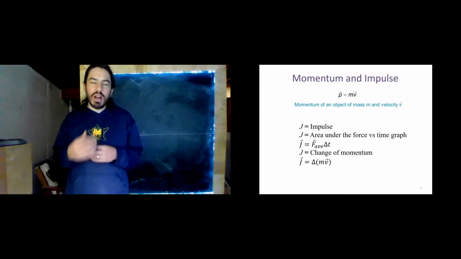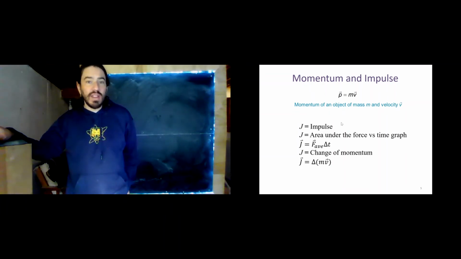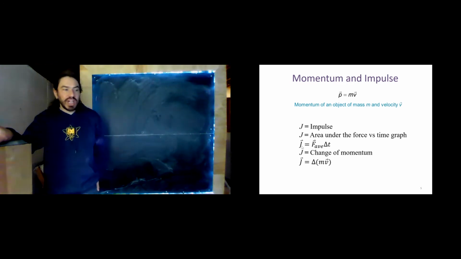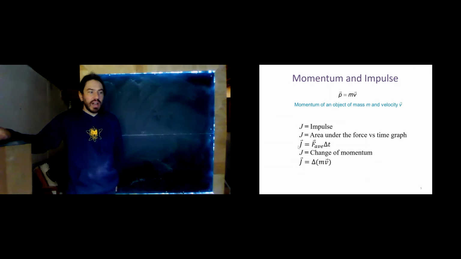Impulse can take on a lot of different faces. And so I've made a slide here where we list off everything that impulse can be. We use J to represent impulse. We can represent that as the area under the force versus time graph, right? And so again, those are those shaded pink regions we were looking at in the previous slides. We can represent this as F average times delta t. Remember that J is a vector, and it's also the change in momentum.